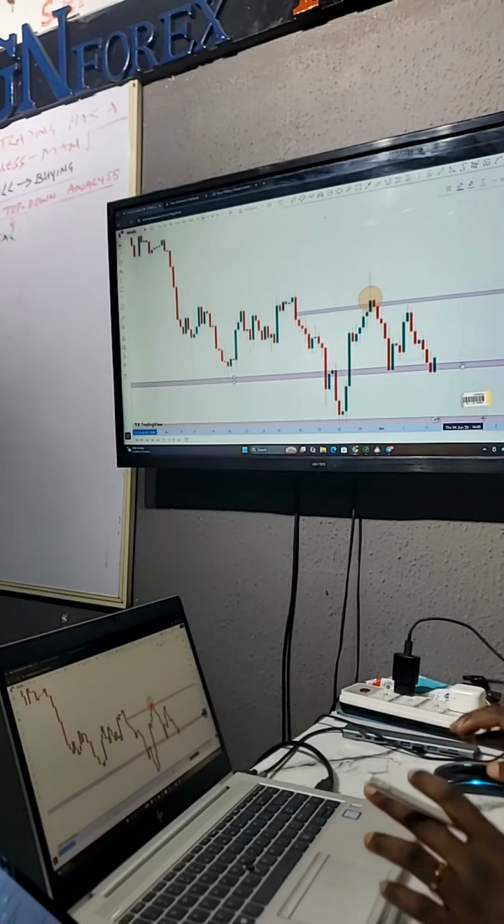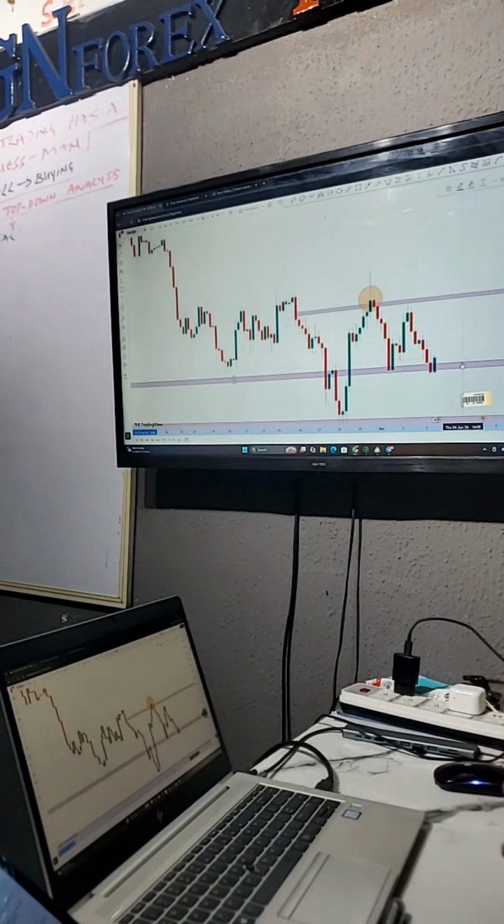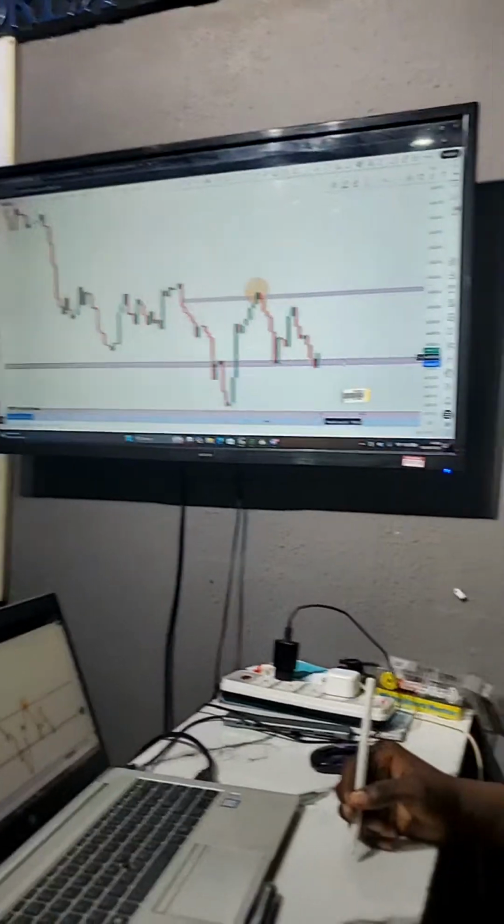Okay, so now we are bringing it to the 4 hours time frame. What will we look for on the 4 hours time frame?